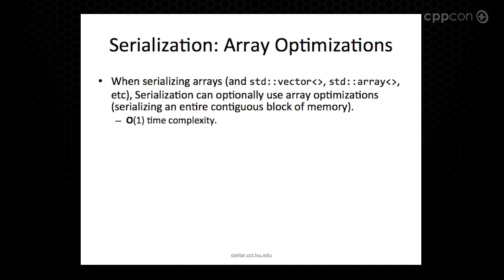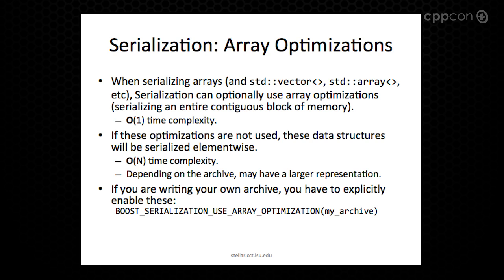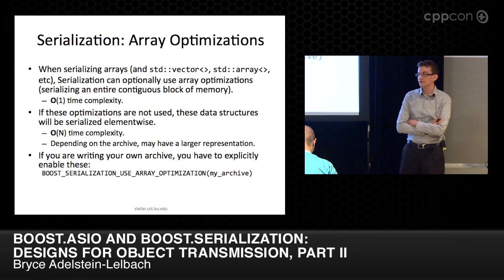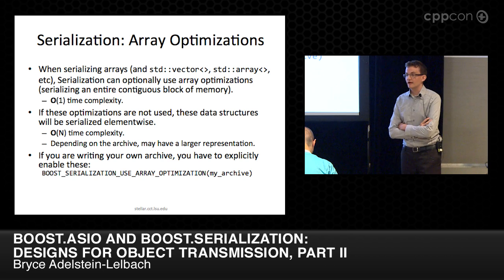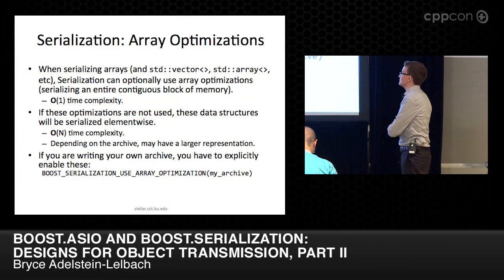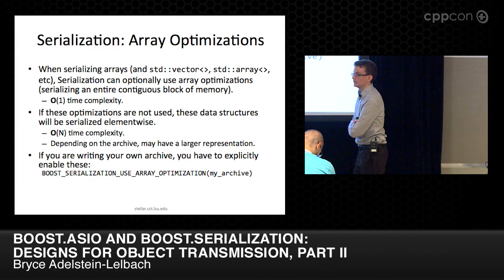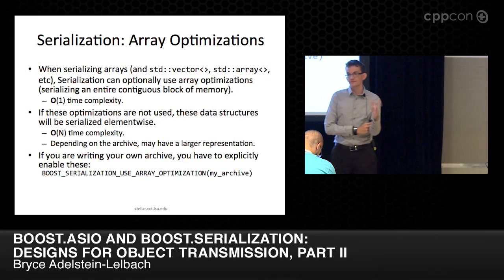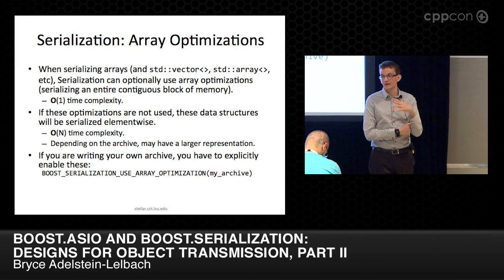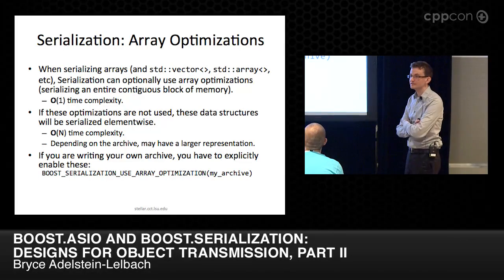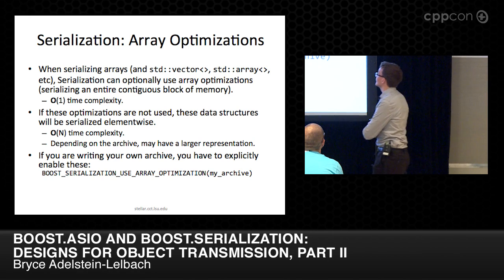All right, so there's this array optimization that you can do with Boost serialization. Let me see where the array example code comes up. It's not going to be on the slide. So basically, if you've got something like an std vector of int, serialization would normally, if it was an std vector of, say, pointers to base classes, you'd want to iterate through it. If it's an std vector of int, you probably don't want to iterate through it.